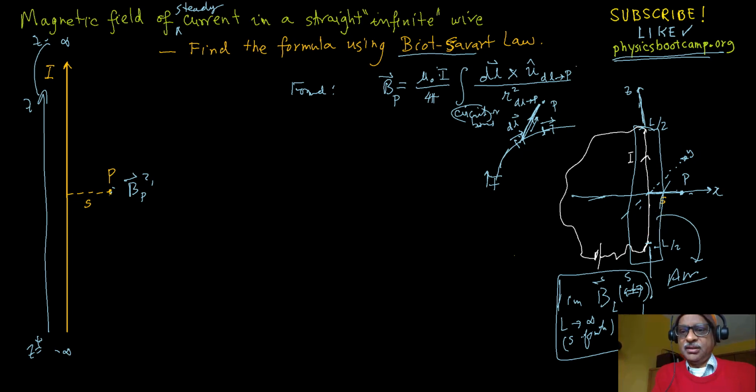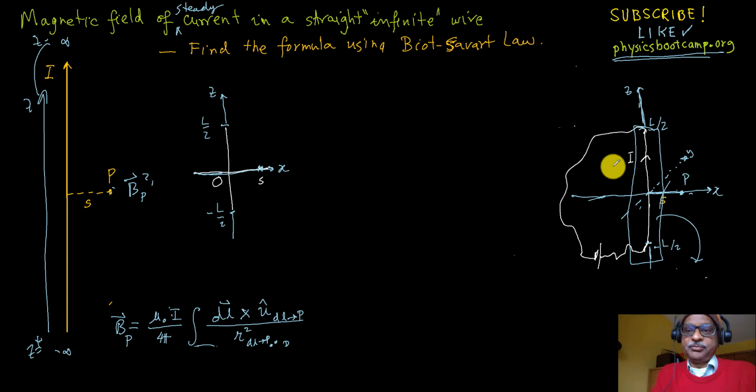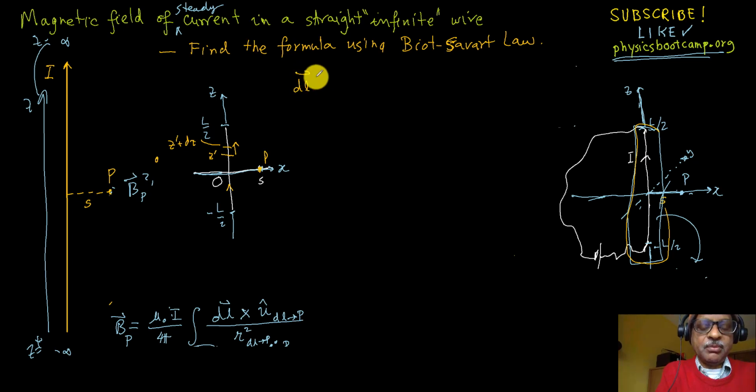I'm going to clean this up and then let's do it out. We're just concentrating on this part, so I redraw it over here. So at some point Z, I usually call it Z prime because I'm looking at the source, and for the point P I use the regular unprimed coordinates. So this is going to be Z prime plus dZ, and dL will be that. So dL will be very simply dz prime k hat, and from here to here is the r vector, looking at the point P.